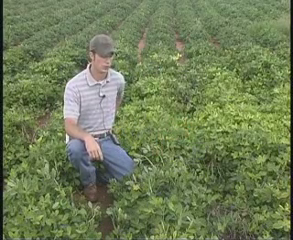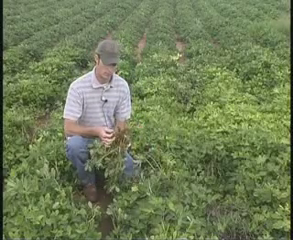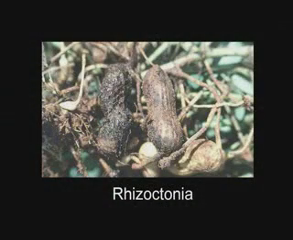I'm going to talk a little bit about pod rot. Two common pod rots that we see here in West Texas are the Pythium pod rot and the Rhizoctonia pod rot. Again, as Scott mentioned earlier, you want to check 3 row feet at 8 different locations. In this field, we see some Rhizoctonia pod rot. You can see it here.